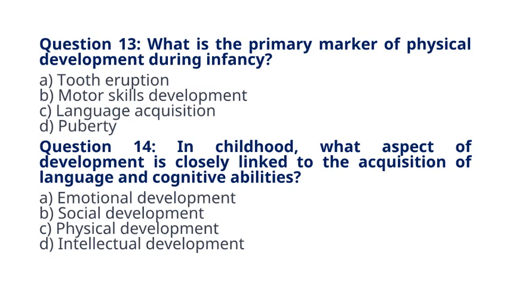Question 14. In childhood, what aspect of development is closely linked to the acquisition of language and cognitive abilities? A. Emotional development. B. Social development. C. Physical development. D. Intellectual development. The correct answer to question 14 is option D. Intellectual development. Explanation: intellectual development in childhood involves language acquisition, cognitive abilities, and problem-solving skills.